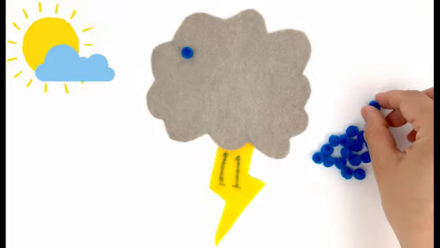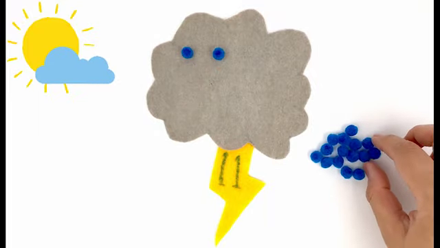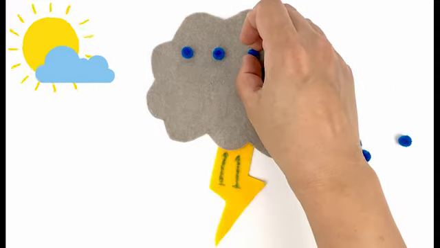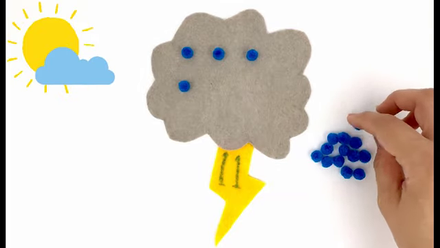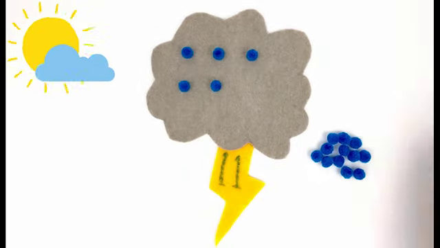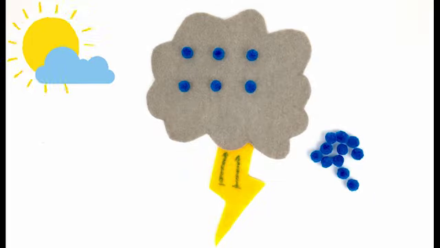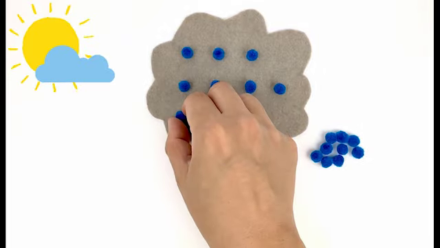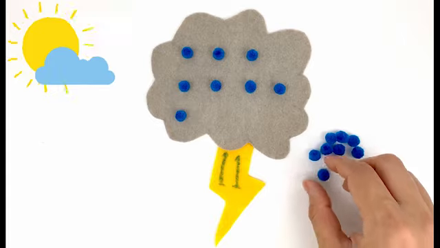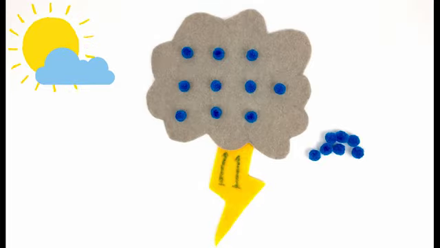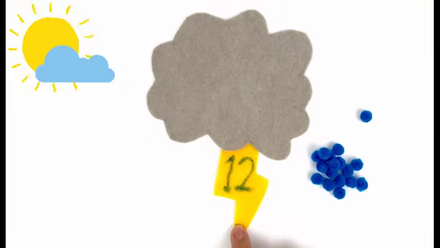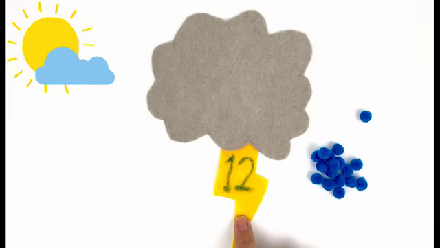1, 2, 3, 4, 5, 6, 7, 8, 9, 10, 11. 11 raindrops. Next is number 12. Let's count 12 raindrops.